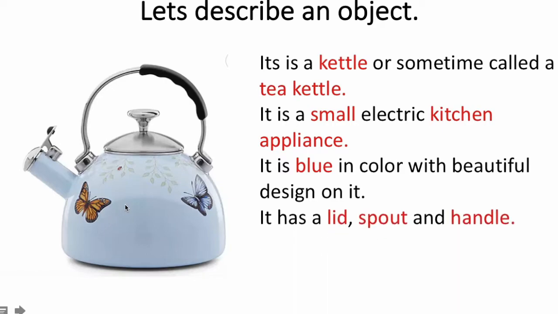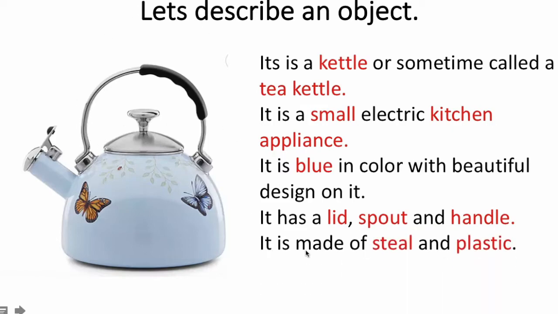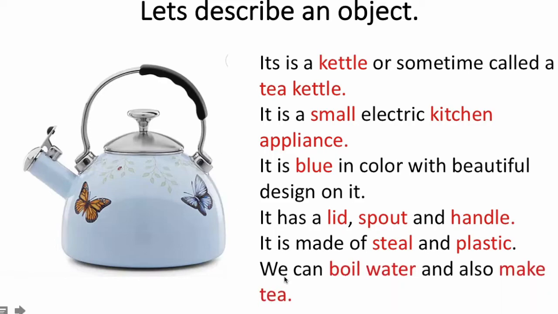It has a lid, spout and handle. So this is the lid, this is the handle and this is the spout. It is made of steel and plastic. Again, we are telling the material also, what material is used to make the kettle.